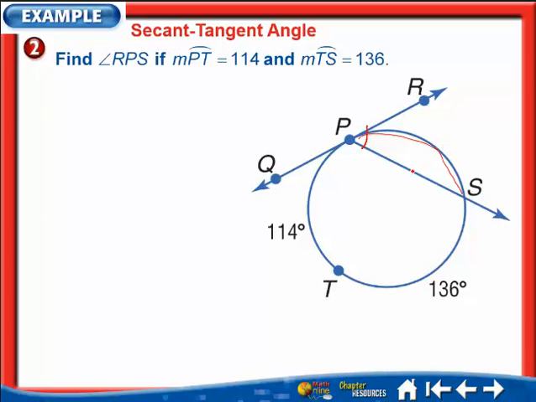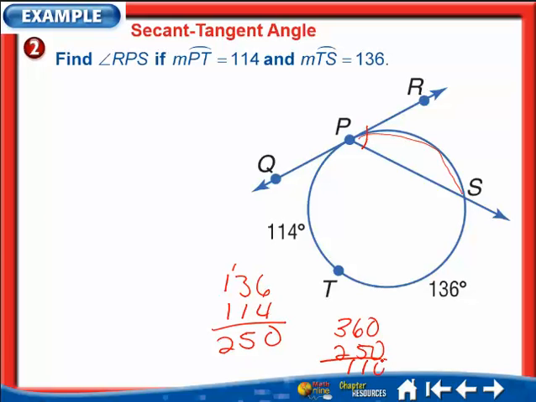So then we have to ask ourselves, how am I going to find it with what I know? I know that a circle is 360 degrees. So if I add up these two parts that we already know, I get 250. So if the whole thing is 360, how much is left? So this arc over here is 110.